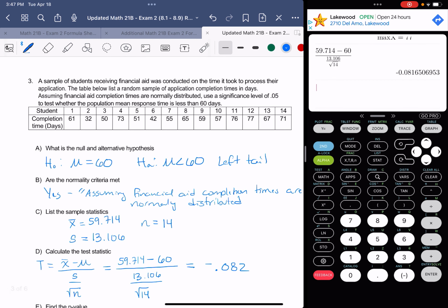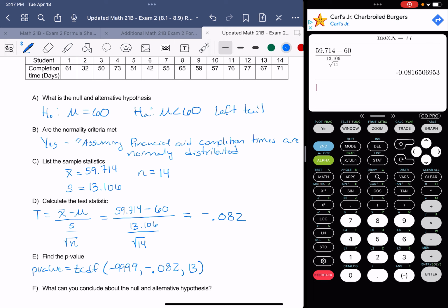Here's a helpful hint. The degrees of freedom for this hypothesis test is n minus 1. What did we say n was? 14. 14 minus 1 is 13. So the degrees of freedom is 13, because of n minus 1.